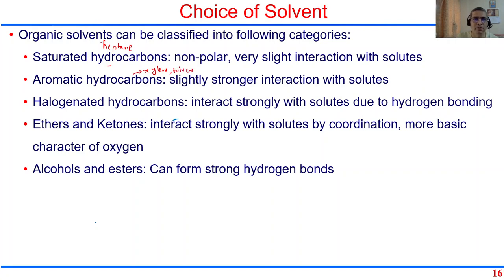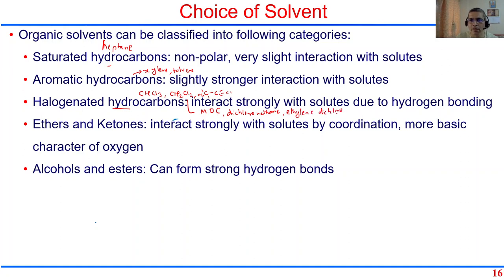They have an aromatic structure, more polar, and they can interact more strongly with the compounds that we want to extract. Or you could have halogenated hydrocarbons, like chloroform, CHCl3, or methylene dichloride, CH2Cl2, also called MDC, or sometimes dichloromethane. These chlorinated compounds are more polar, so they can interact with the solutes using hydrogen bonding. Or it could be even ethylene dichloride, with one Cl here and one Cl here.